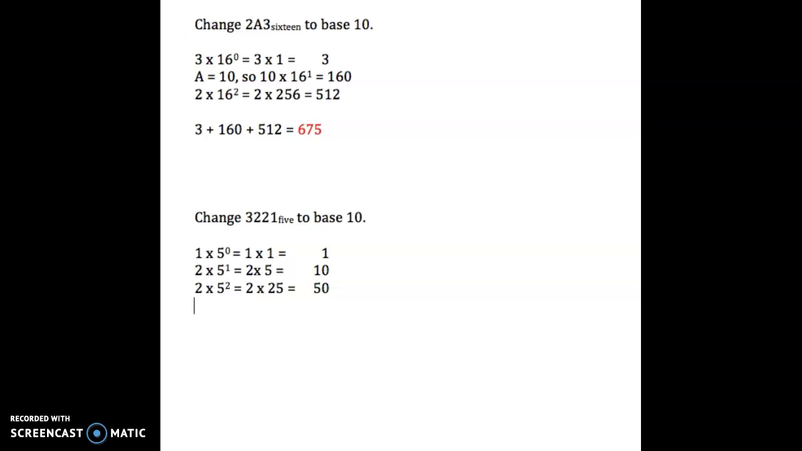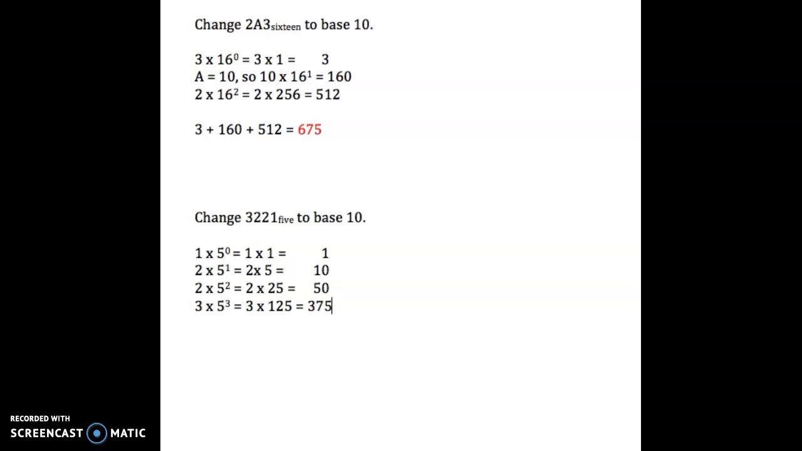One more. Next one, I have 3 in the next place to the left. 3 times, and this will be 5 to the next power up, 5 to the third power. 5 to the third power is 5 times 5 times 5, which is 125. 3 times 125 is 375.